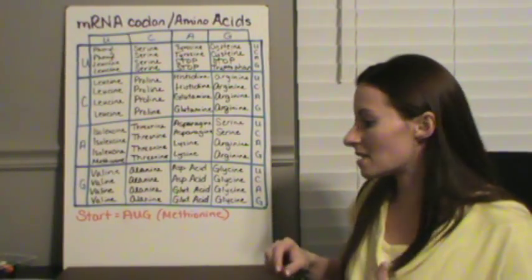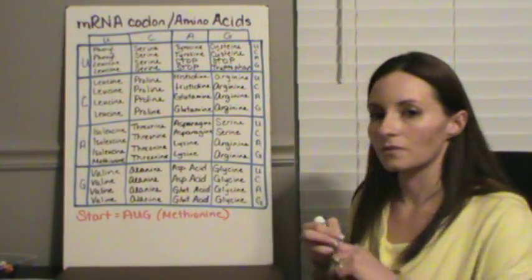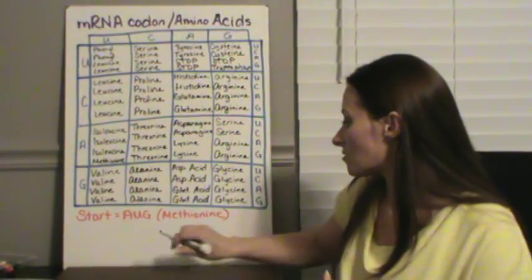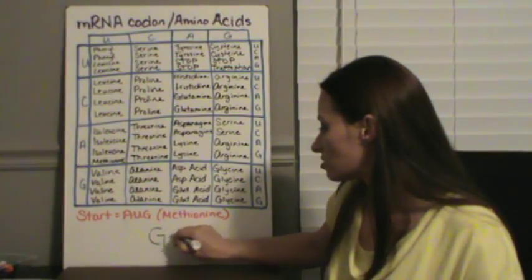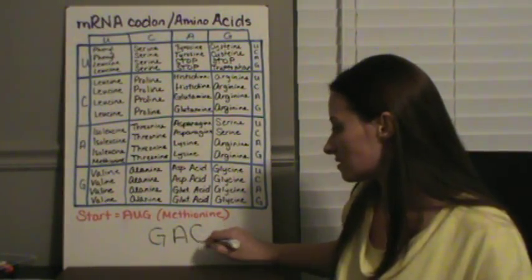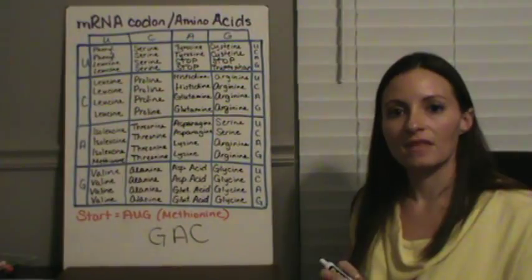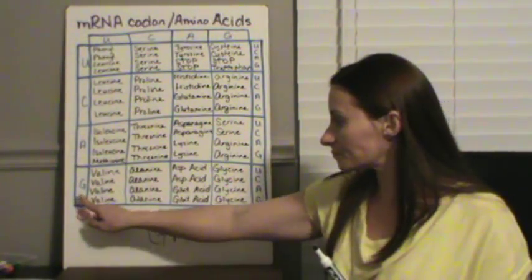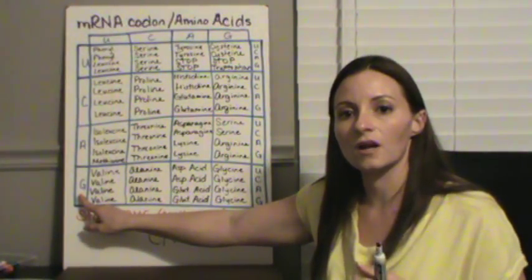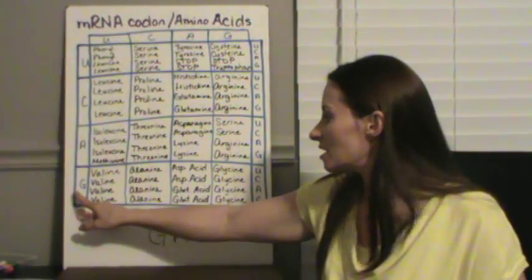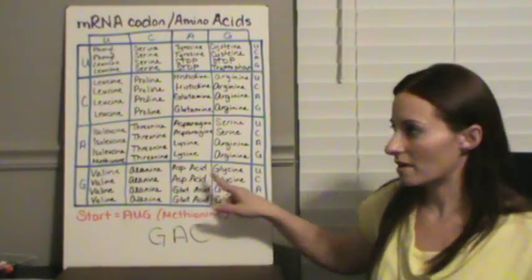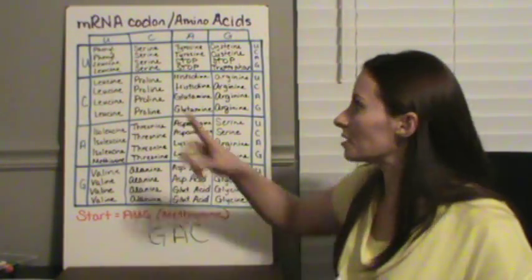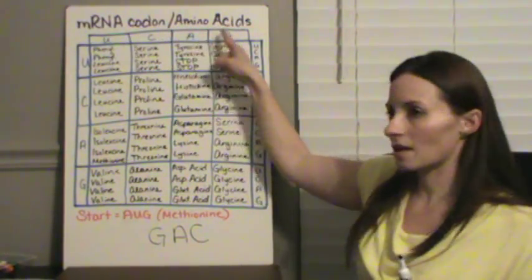Let's say the first code we're going to look for is GAC. Our codon is GAC. So we're going to look over here for our Gs. Our G is right here, so we know our amino acid must be in this bottom row somewhere. Our second base, we're going to read from the top, U, C, A, G.